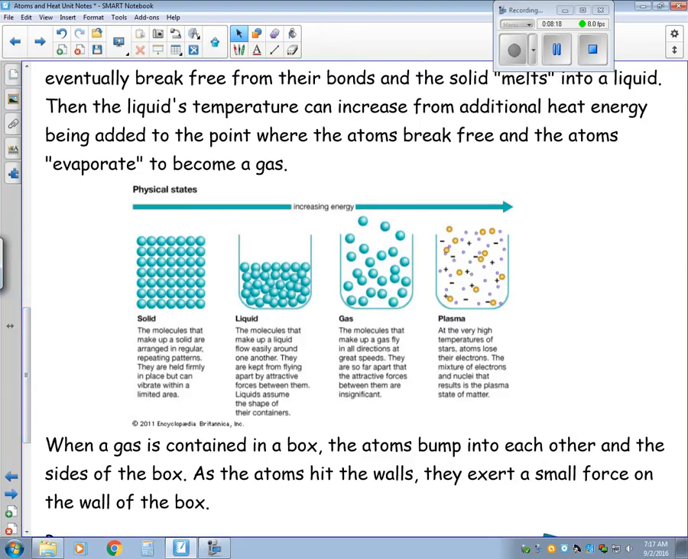Here's a little illustration between solids, liquids, and gases. In a plasma, the electrons begin to break free from the atoms, and you get this soup of positive nuclei and negative electrons floating around, and it does some cool things.